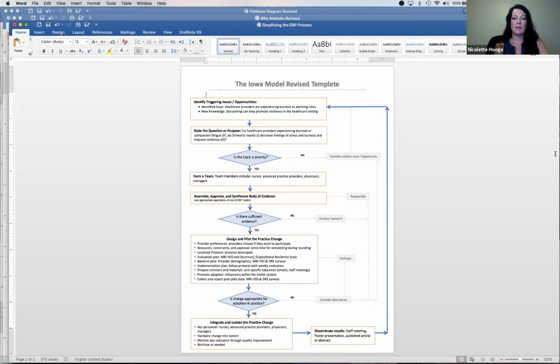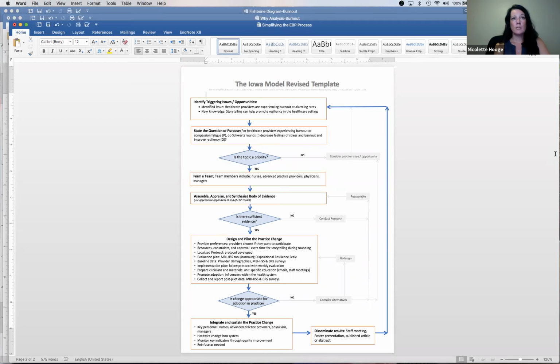And the premise is that caregivers are better able to make personal connections with patients and colleagues when they have greater insight into their own responses and feelings. So my PICO question is for healthcare providers experiencing burnout or compassion fatigue, which is my patient or population, do Schwartz Rounds, which is my intervention, decrease feelings of stress and burnout, and improve resiliency? So I have two outcomes, decreasing feelings of stress and burnout, and then also improving resiliency.